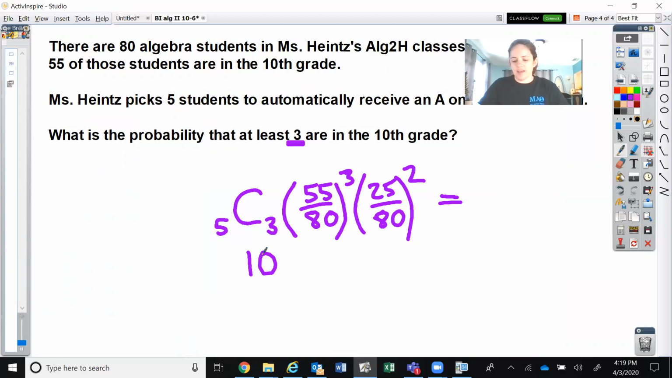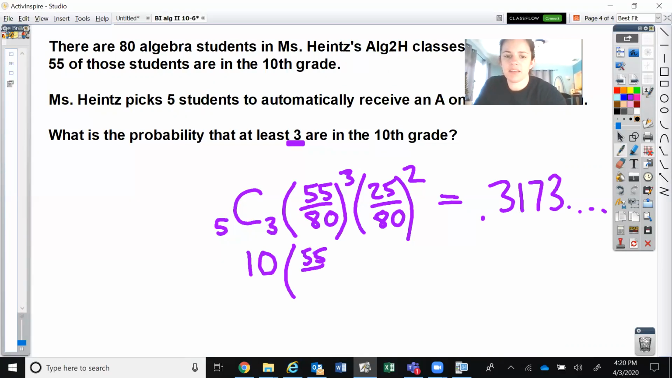So 10 times 55/80ths cubed times 25/80ths, and you can simplify them in your calculator if you want, squared, ends up being 0.3173, etc. So that would be the probability that exactly 3 of them, right? And I'll go ahead and rewrite this so my work is consistent. That would be the probability that any 3 would be 10th graders.